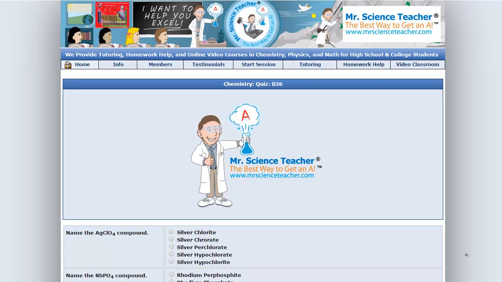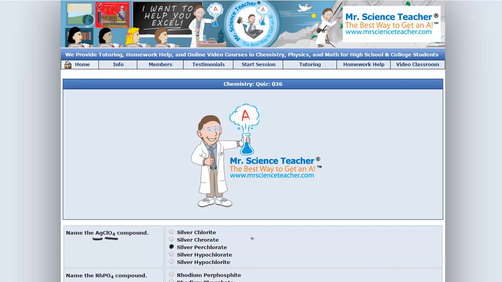Quiz 26. All right, let's see what these are. Name the AgClO4 compound. Well, Ag is silver, and ClO4 is perchlorate. So silver perchlorate. All right, there we go. Silver perchlorate. Now, let's do the math equation.